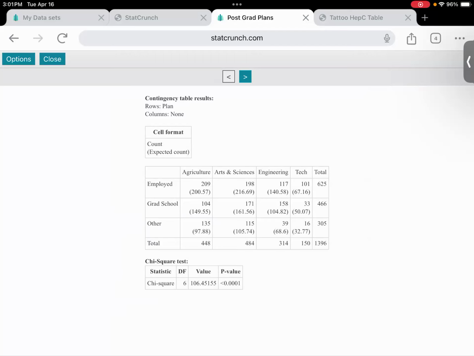So I see the expected counts are the ones in parentheses. All right, 200, 200, 140s, and so basically I'm looking for the smallest of these. And it's right here. Now notice the counts are actually smaller, okay? So it's possible the counts are below this value, counts are above this value. But basically the smallest one is 32.77. Is that greater than 5?